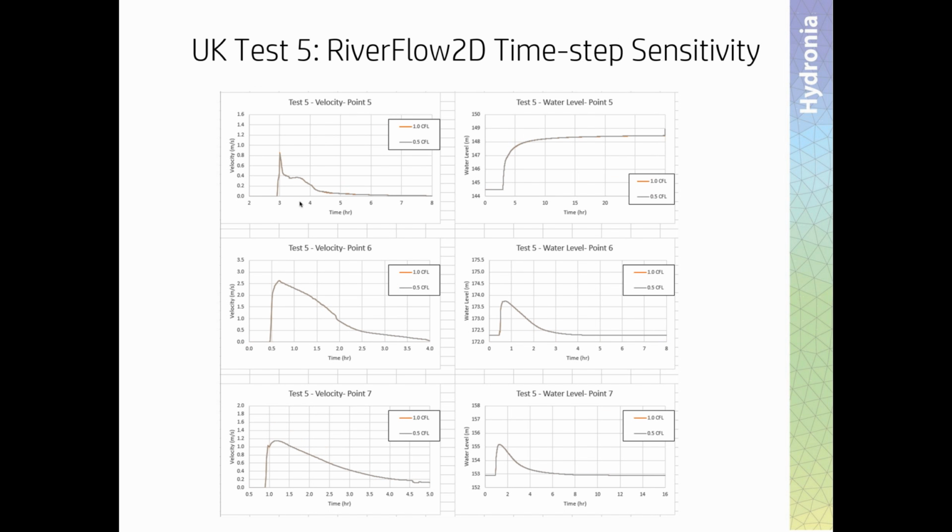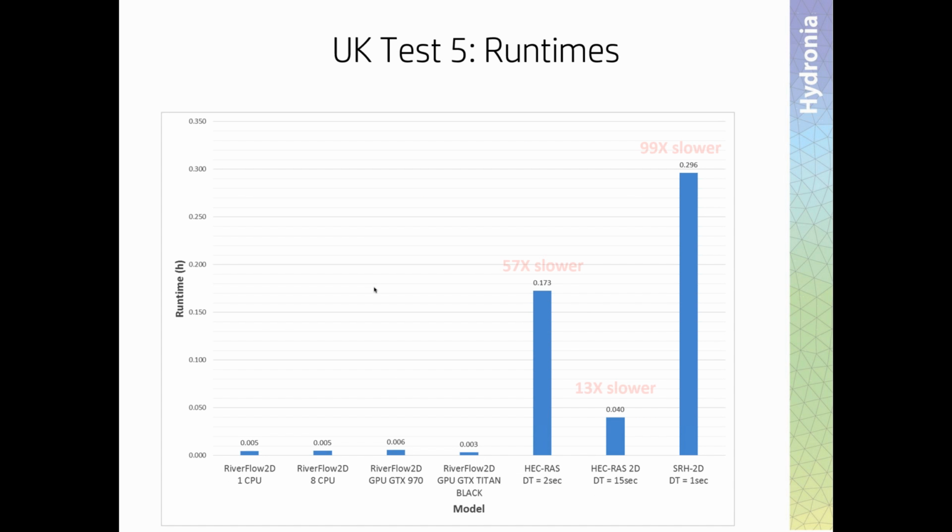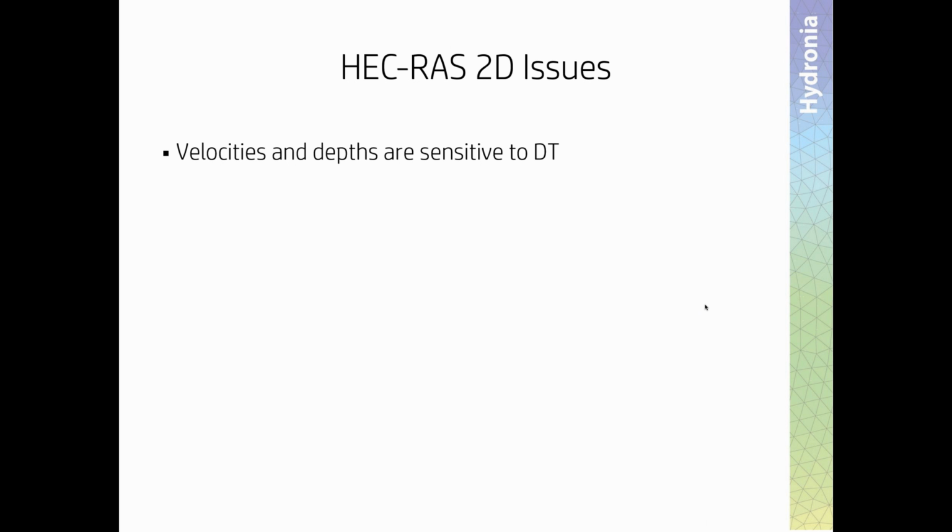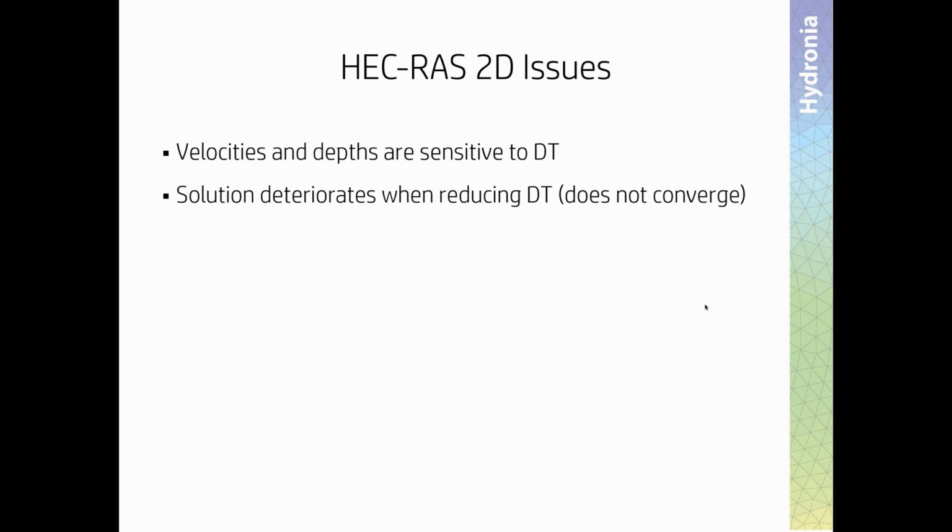Before telling you what the HEC said about this, we ran the time sensitivity test with RiverFlow2D, and we found that these results are almost completely insensitive to the time step or the Courant number that you use in the range that we recommended. Now, runtimes are very, very significantly shorter with RiverFlow2D. Even the CPU without parallelization is much faster than any of the other models that we tested. You see here the results of HEC-RAS 2D and also SRH2D. And the issues that we found is that velocities and depth for this test are very sensitive to time step. And also that the solution deteriorates when you reduce the time step. So it looks to be a lack of convergence.